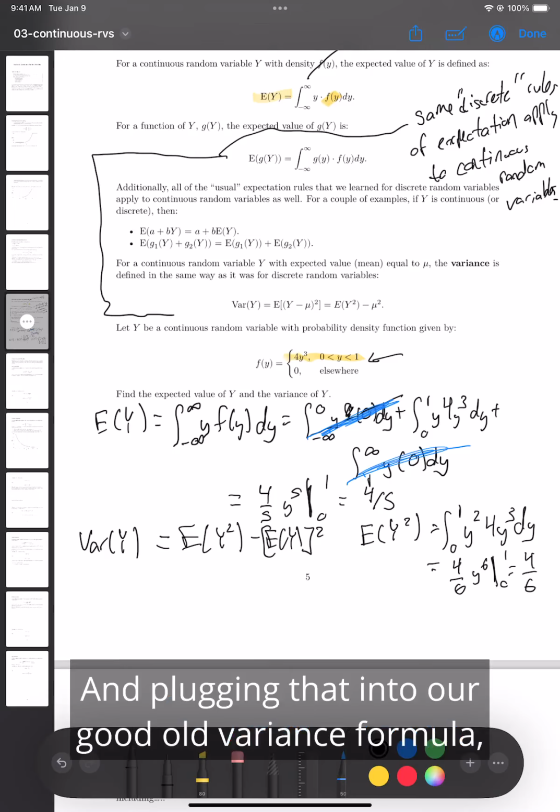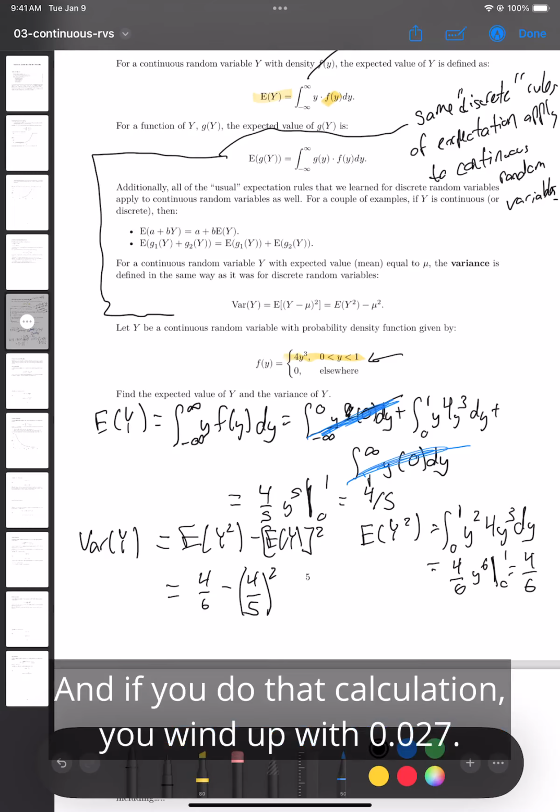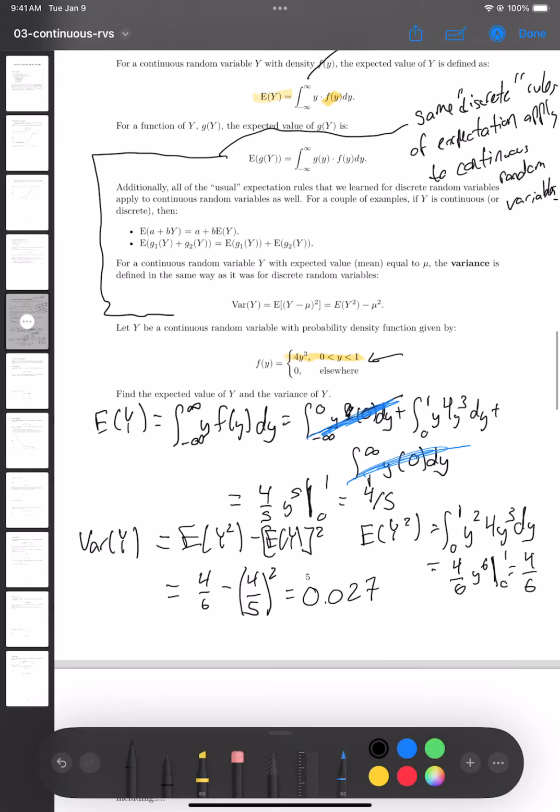And plugging that into our good old variance formula, we've already figured out the mean of y, which was 4/5. If you do that calculation, you wind up with 0.027.